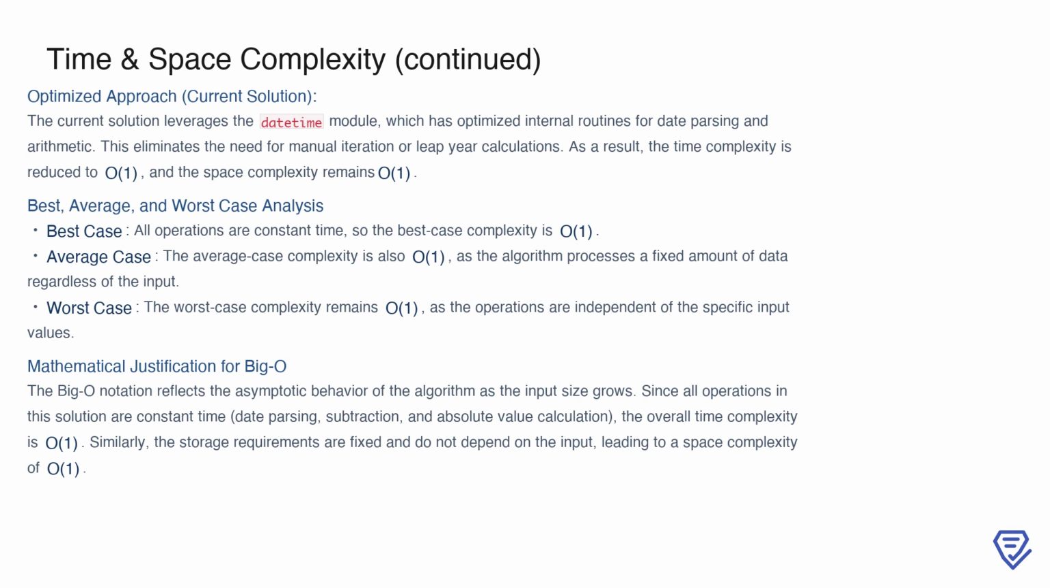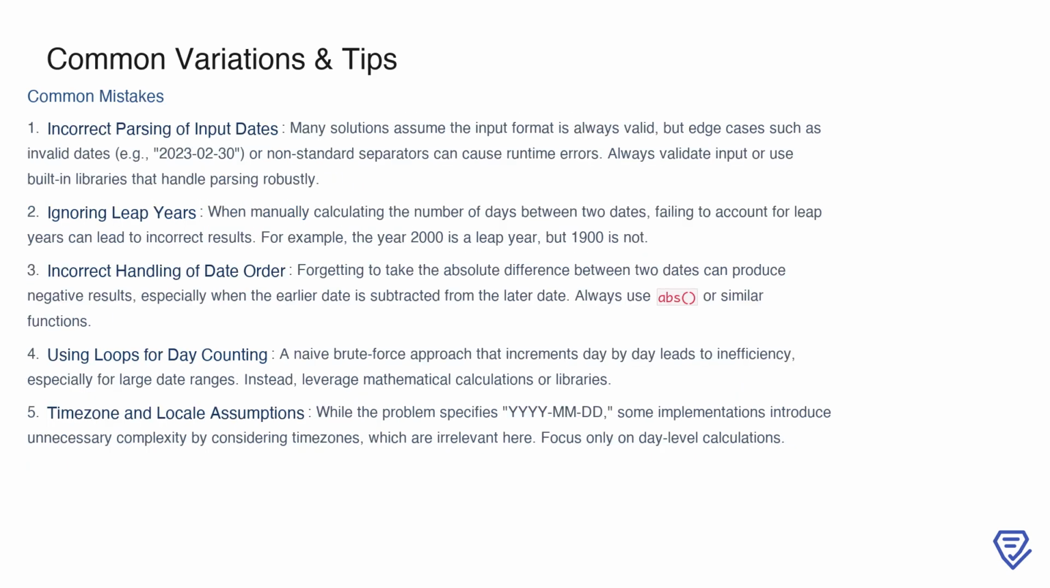Mathematically, the big O notation reflects the asymptotic behavior of the algorithm as the input size grows. Since all operations in this solution, date parsing, subtraction, and absolute value calculation, are constant time, the overall time complexity is O(1). The fixed storage requirements ensure that the space complexity is also O(1), making this solution both efficient and highly scalable. When solving this problem, there are several common mistakes to watch out for.